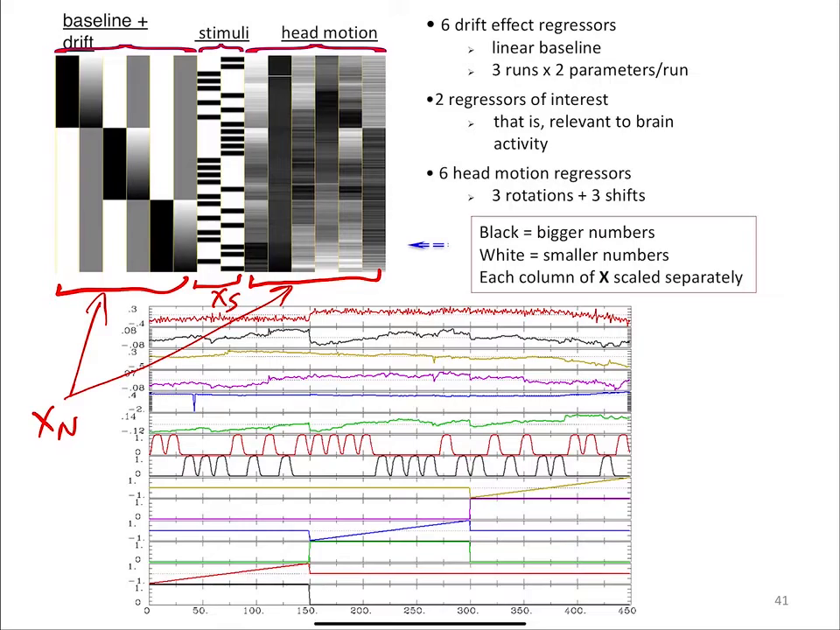And AFNI, it's a little tricky, but if you look at this, let's go through this because you often see things like this. From looking at these nuisance terms here, I can tell that this is 3 runs concatenated together. Okay, because basically they're saying black is bigger numbers and white is smaller numbers, and each column of x is scaled separately. And so this can be a little confusing when you're using AFNI, but essentially you see this is a constant term, this constant term, that's another constant term. So each run has its own constant term.